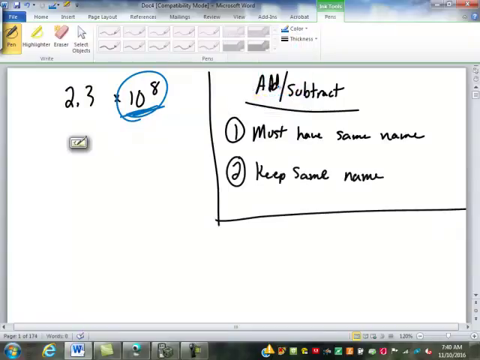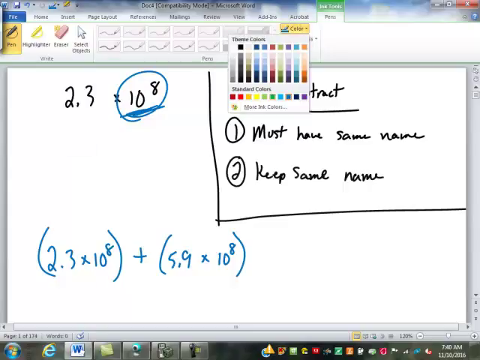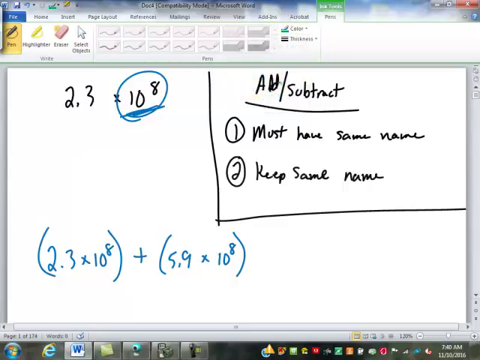So if I'm going to add numbers in scientific notation, let's say I've got my 2.3 times 10 to the 8th. My other number must also have the same power of 10, 10 to the 8th. So I might have 5.9 times 10 to the 8th. Now the parentheses there are not telling us to do anything first. They're just separating out that number from the rest, just like we do with negatives. So we have the same name, the same power of 10, so we're going to combine the counts. 2.3 plus 5.9 is 8.2. And then we keep the same name, so 10 to the 8th.